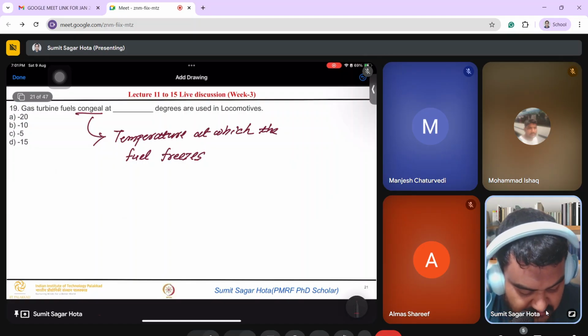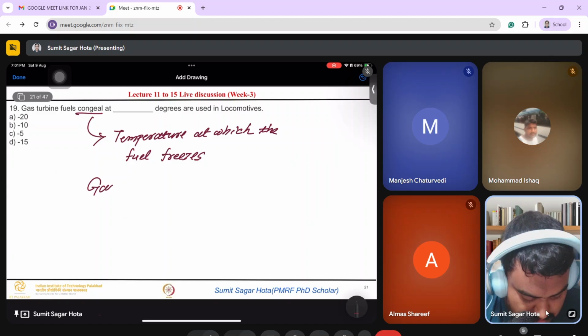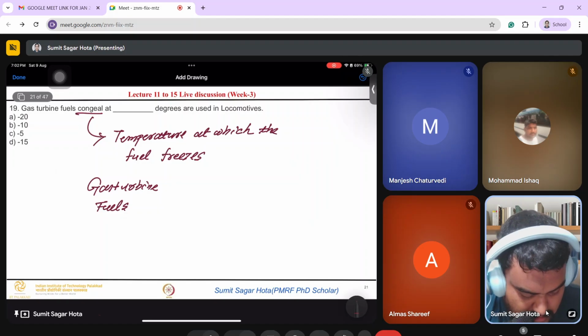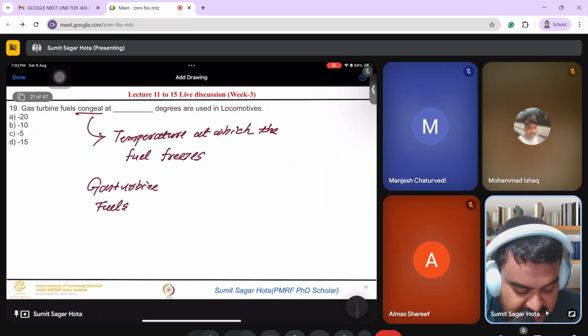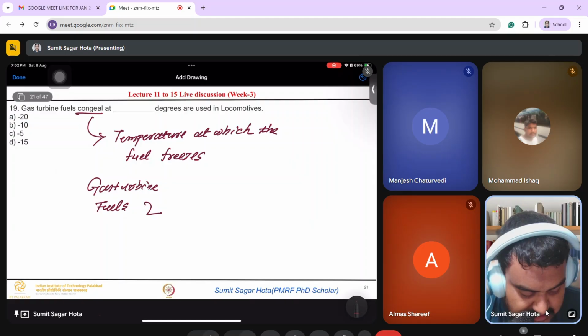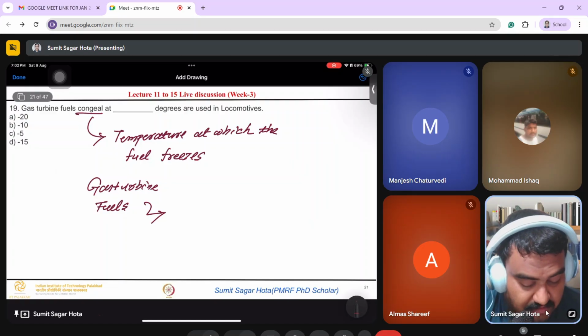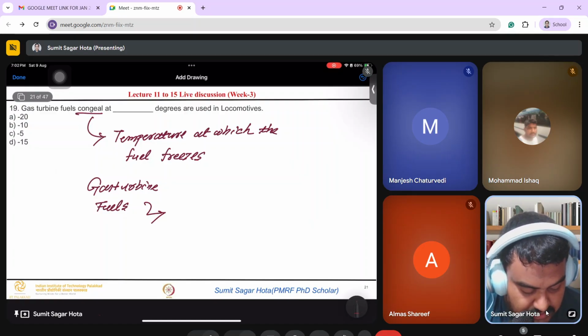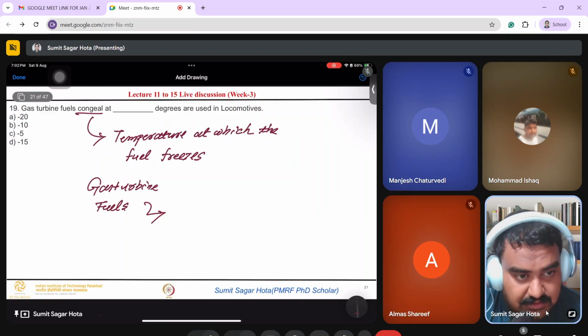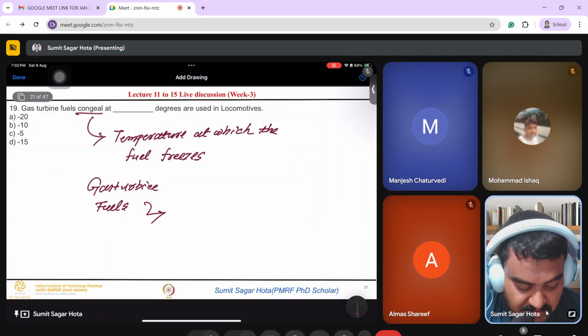And the gas turbine fuels, like your petroleum, diesel, or any natural gases. Okay, fuels. Especially they are talking now about the liquid fuels. Okay, so in general they are asking me about the liquid fuels, not the gaseous fuels, obviously.